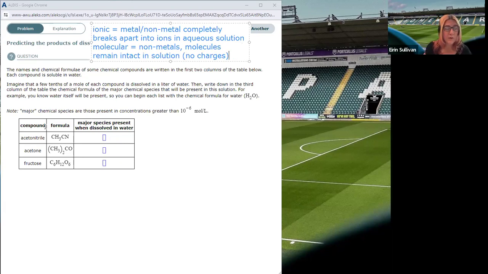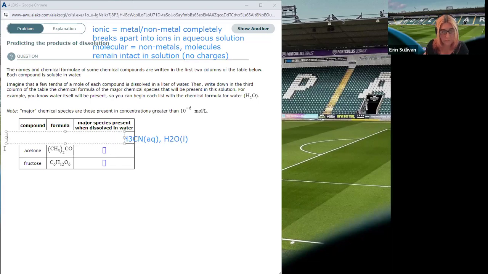molecular. So how you'd write a dissolved molecular thing like acetonitrile, you'd write the formula CH3CN and then (aq), to say that it's dissolved. It does not break apart into ions. And of course, the other major species is water, because it's dissolved in water. So that's the same for any molecular compound. So all three of them are molecular. So the acetone would be (CH3)2CO (aq), and there would also be water.